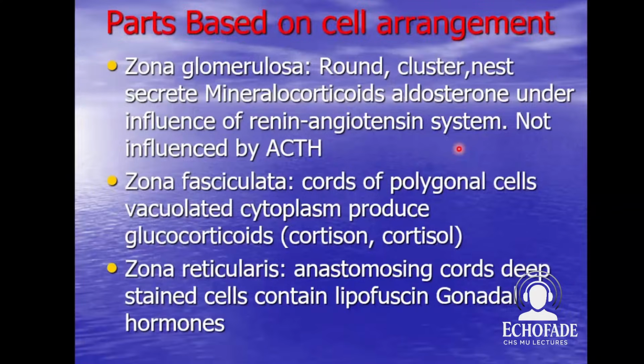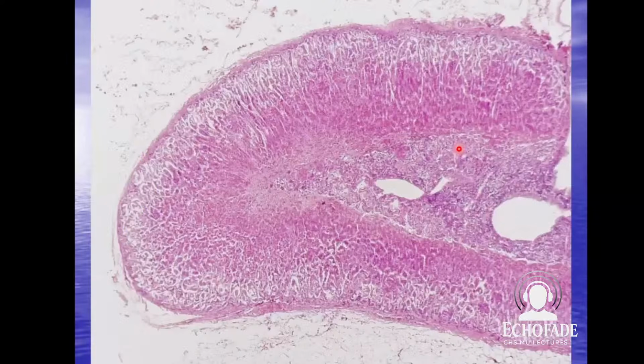Zona reticularis cells secrete the gonadal hormone, dihydroepiandrosterone. So these are the hormones and these are the cells. So this is a global view of the suprarenal gland covered by a thick connective tissue capsule.